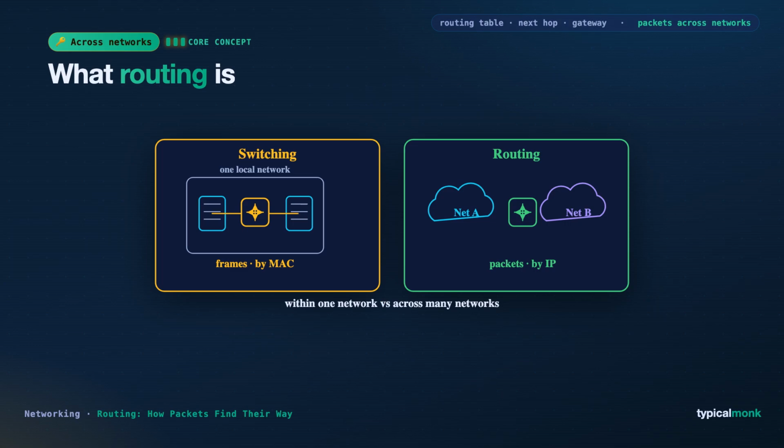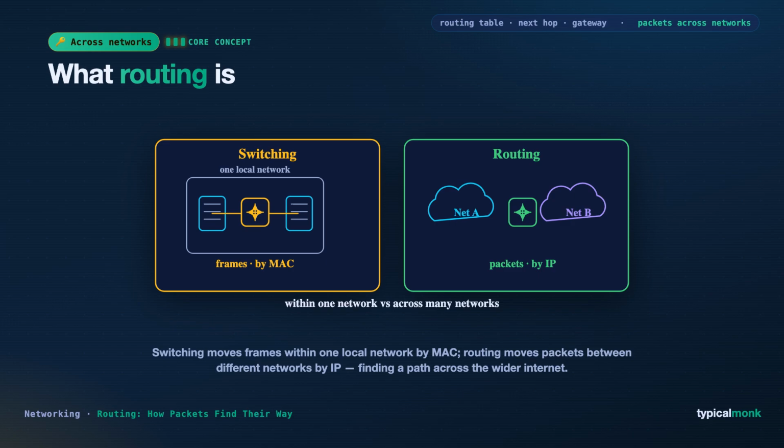When data needs to travel beyond its own local network to another network, to the internet and back, routing takes over. Every time you reach something outside your own LAN, packets are being routed, hopping across network boundaries by IP address. Switching gets you across the room, routing gets you across the world. That is the fundamental relationship, and holding it clearly is the key to everything today.